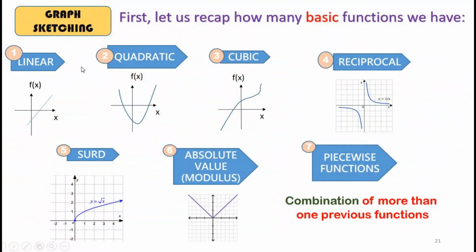Now, let's go for graph sketching. First, let us recap how many basic functions we have. First we have linear functions, then quadratic functions, then cubic functions, and then we have reciprocal functions, surd functions, and absolute value or modulus functions. A combination of more than one of these previous functions will give you the piecewise function.